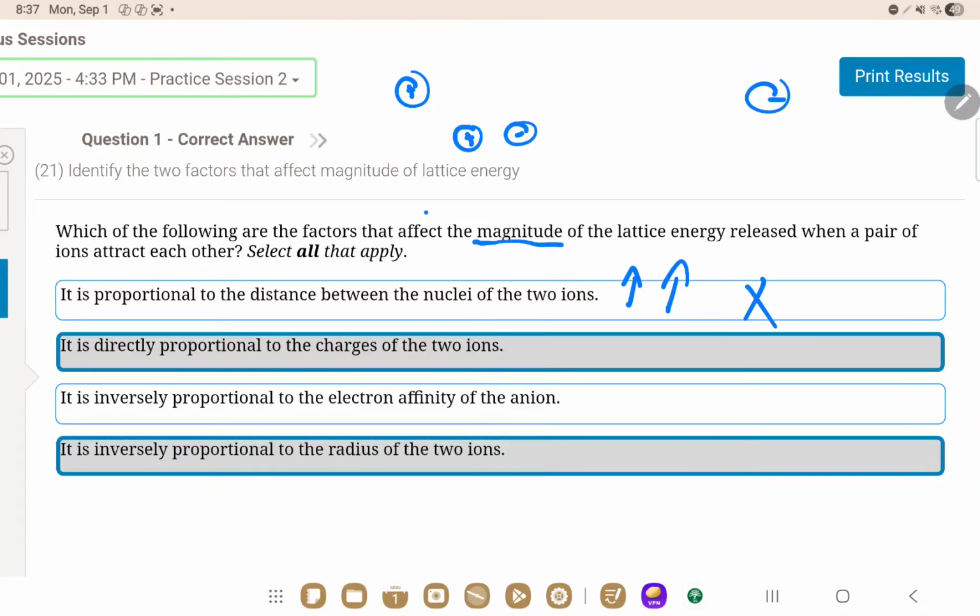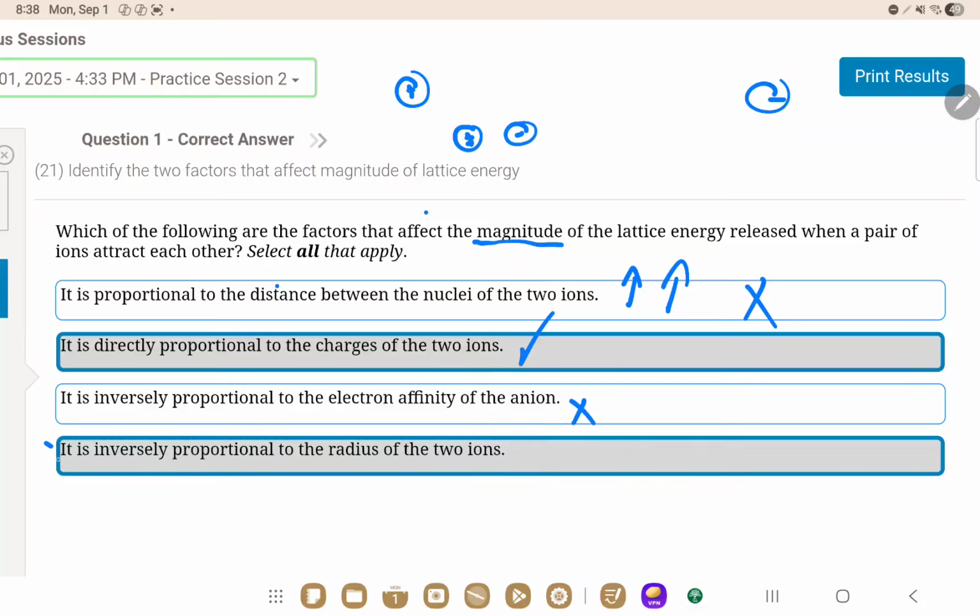It is directly proportional to the charges of the two ions. So let's say this one had a strong charge and this one had a weak charge. If the strength of the charges increases, does the magnitude of the energy released increase? Obviously. If this one has a weak charge and that one has a weak charge, the amount of energy released is not going to be that much. So it's directly proportional to the charges of the two ions. It is inversely proportional to the electron affinity of the ion. It has nothing to do with the lattice energy of ions.